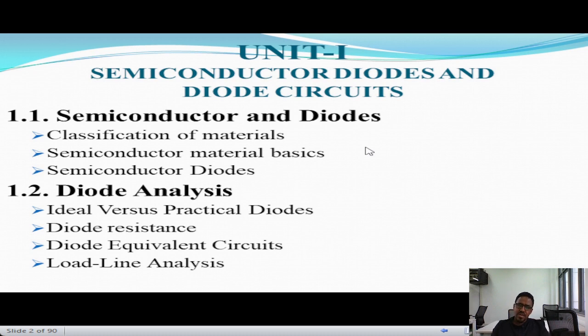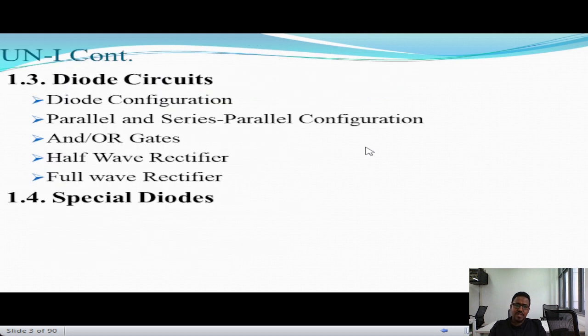In the second topic, diode analysis, like ideal versus practical. That means characteristics of diodes, and also diode equivalent circuit, how to analyze a simple diode circuit, like by using load line analysis.